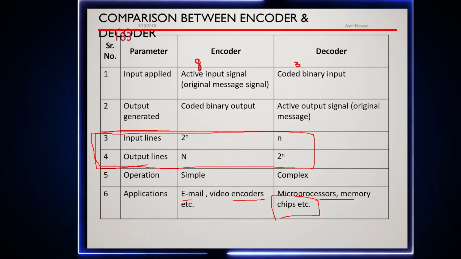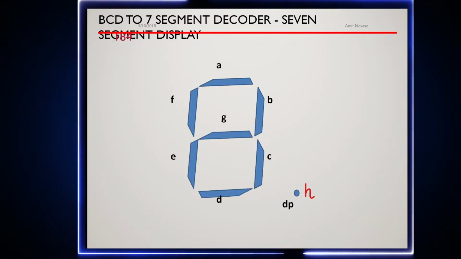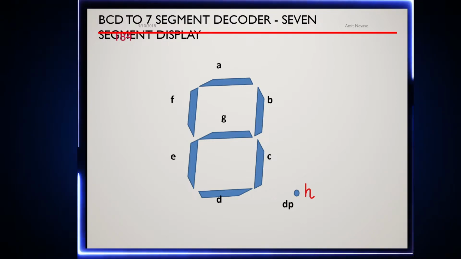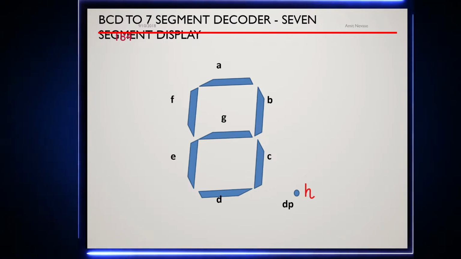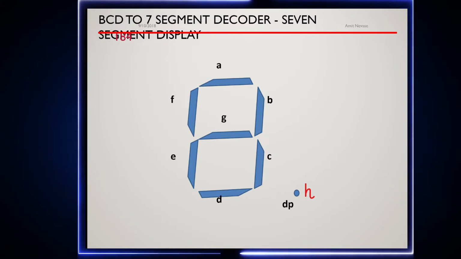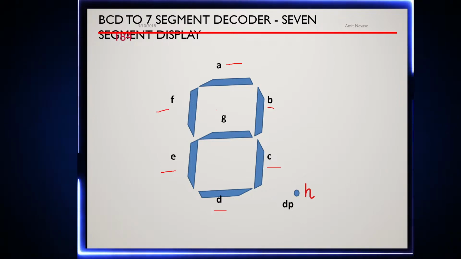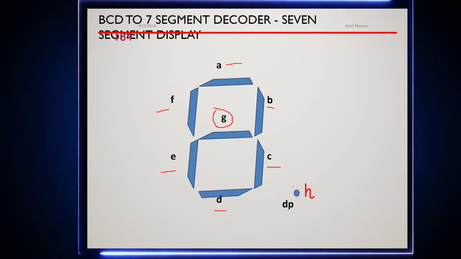Now let's look at a BCD to 7 segment encoder, the seven segment display. So you can see this is the seven segment display that is available. Each segment has been given a specific name. So it starts over here: this one is A, B, C, D, E, F, and G. And over here we have a decimal point.